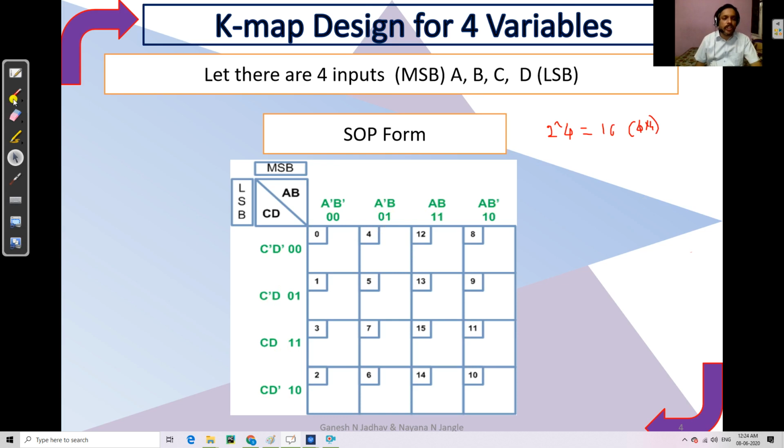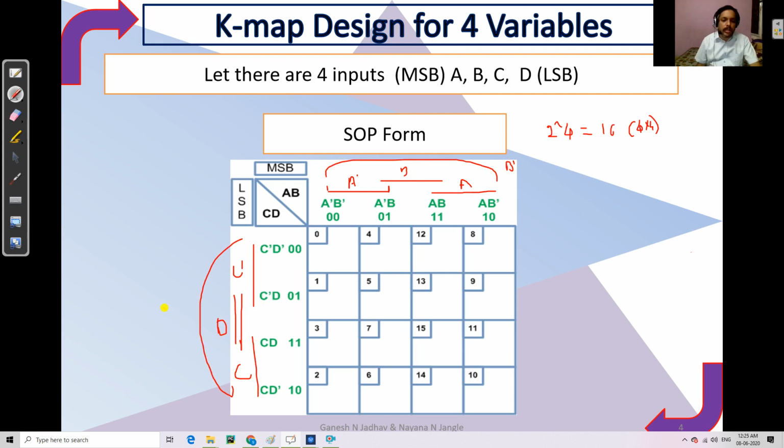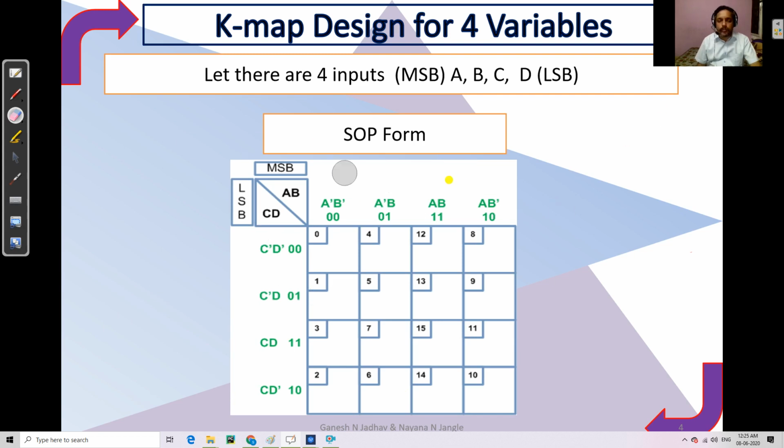Let's check the non-changing element first. In this group, who is the non-changing? A dash. In this group, A. In this group, B. Considering the first and last one, B dash. Similarly on this side, in this group the non-changing is C dash, here it is C, between these two it is D, and between these two the non-changing is D dash. So these non-changing elements are very important while designing the K-map. This is the structure.